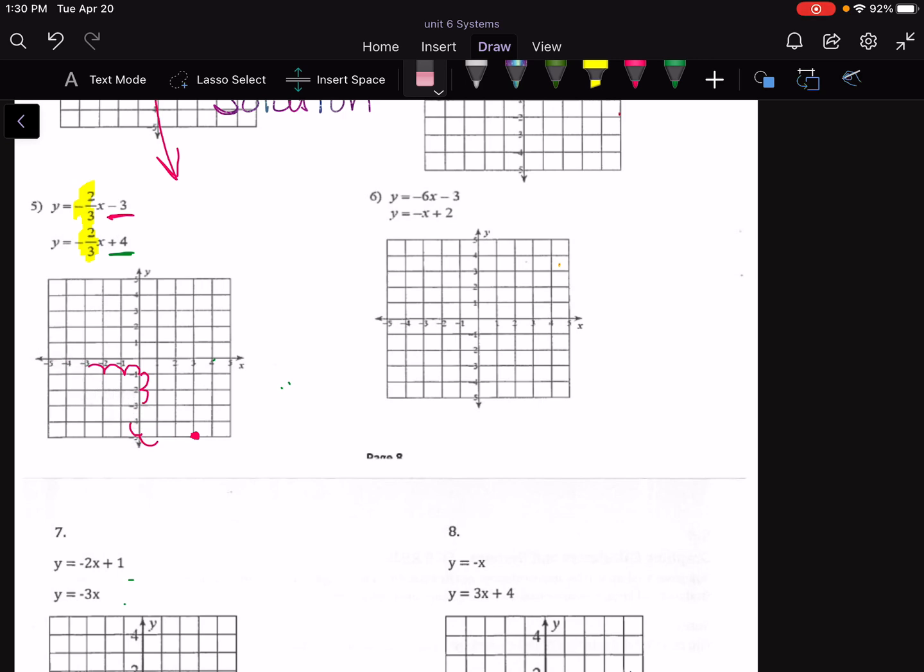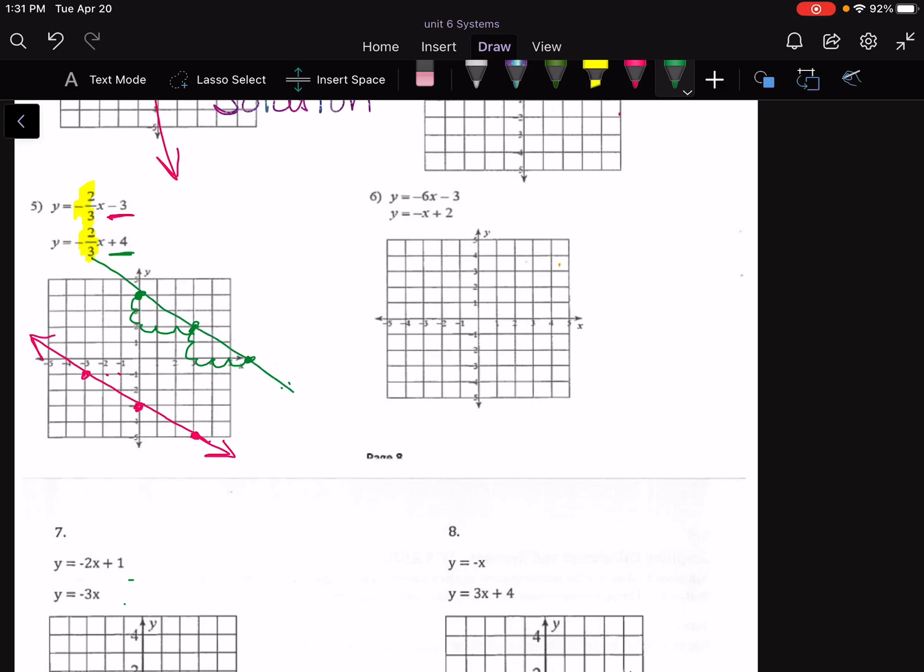That helps me get some points throughout the whole graph as opposed to just on one side of the graph. So now we're going to go ahead and graph our next equation. This one's starting at +4. But again, we're moving down 2 to the right 3. Down 2 to the right 3.